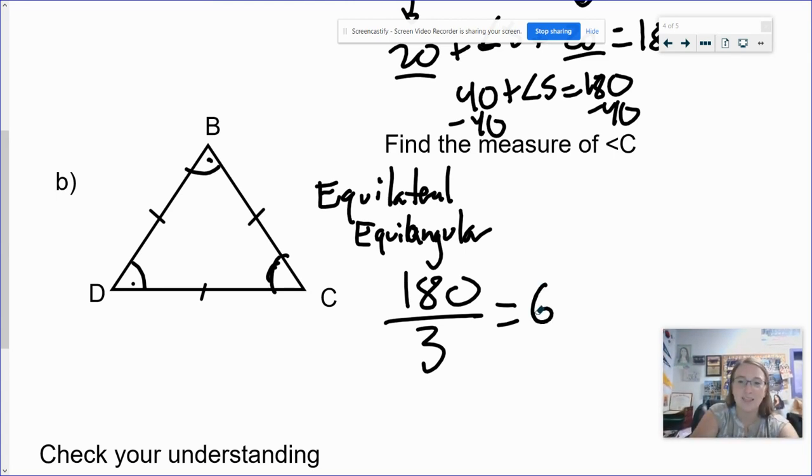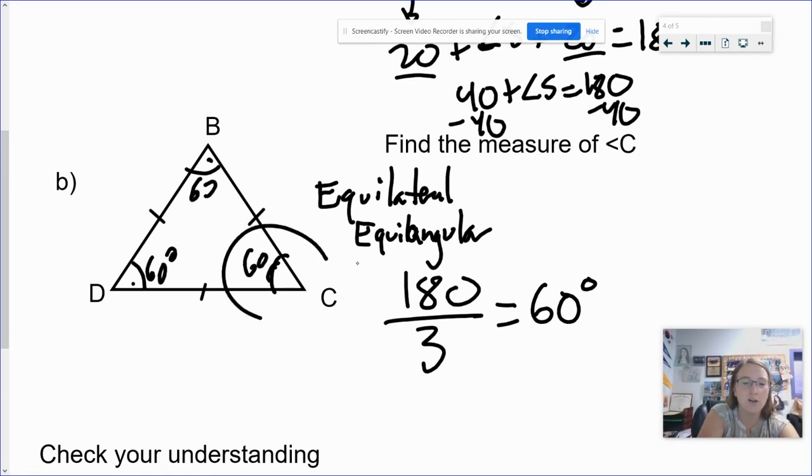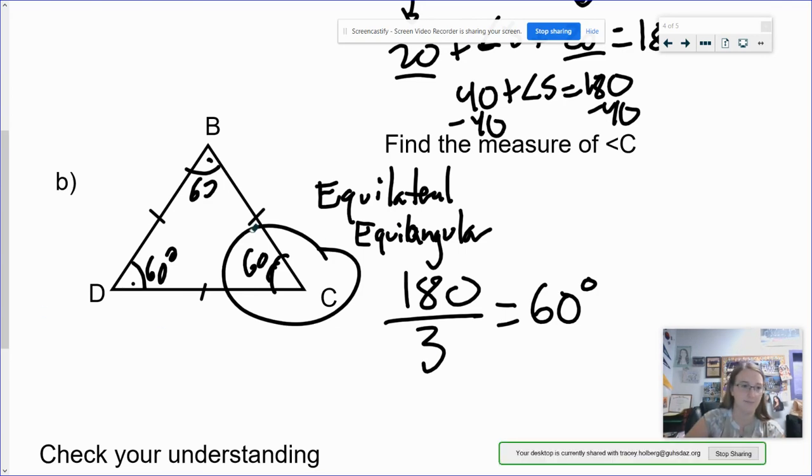So that is 60 degrees. Each of these angles is going to be 60. Even though they're only asking for angle C, they're all going to be 60. Little hint here again. An equiangular triangle, all the angles will always be 60 degrees. Those things have to go hand in hand.